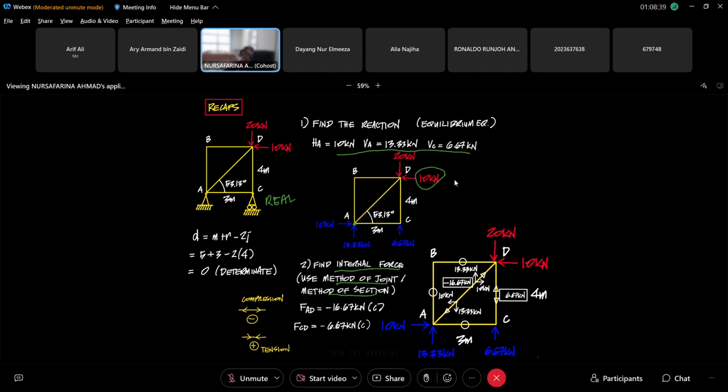Why? It's considered a short timing. You can save the time by using the method of joint. Okay, you use the method of joint. Sama, ini pun method of joint. Tapi you can shorten the time. Okay, rather than you buat method of joint.